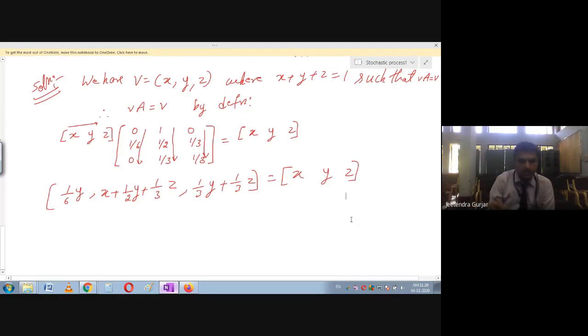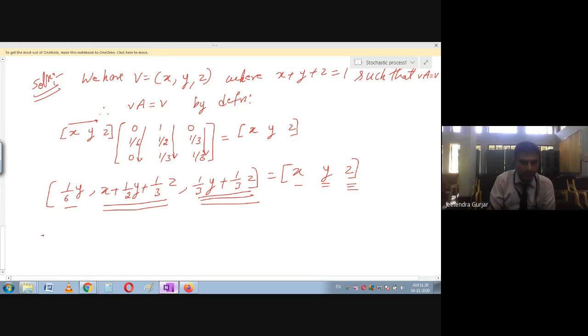Now again comparing this equation, LHS is equal to RHS. These corresponding elements are equal. So I'll just write like this. That implies 1 upon 6 y is equal to x, and x plus 1 upon 2 y plus 1 upon 3 z is equal to y. Similarly, we have here 1 upon 3 y plus 1 upon 3 z is equal to z.